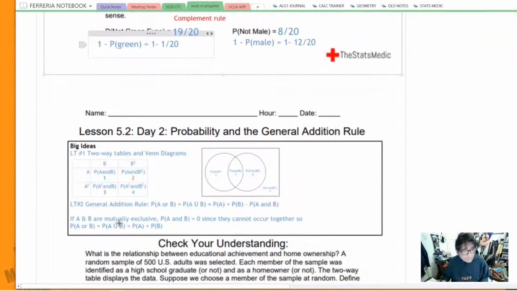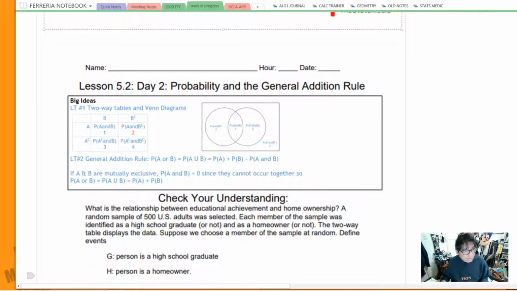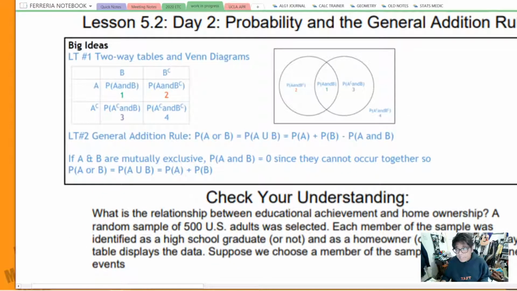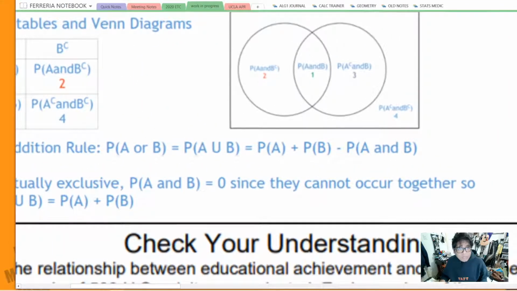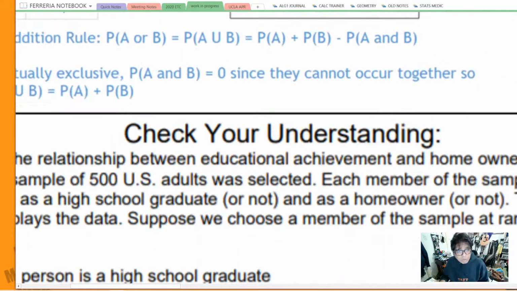And with that, we can go into our big ideas here. So first thing that we talked about were the two-way tables and Venn diagrams. Now, we didn't do any Venn diagrams, but you should be familiar with the way that Venn diagrams go. Venn diagrams, they kind of look like the MasterCard logo, I suppose.